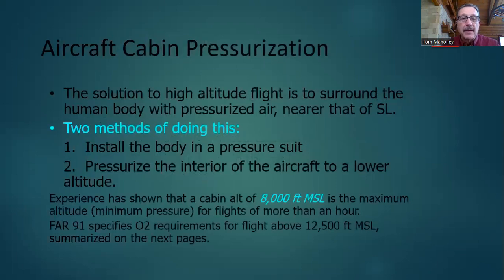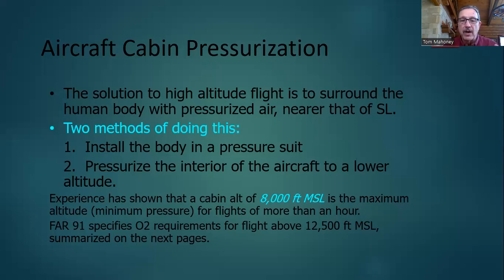So let's talk about aircraft cabin pressurization. The solution to high altitude flight is to surround the human body with air pressure near that of sea level. What that's going to do is help our lungs absorb the oxygen that's in the air when we take it into our lungs so that it can be pressed through the membranes of the lungs on into the bloodstream. Two methods to do that.